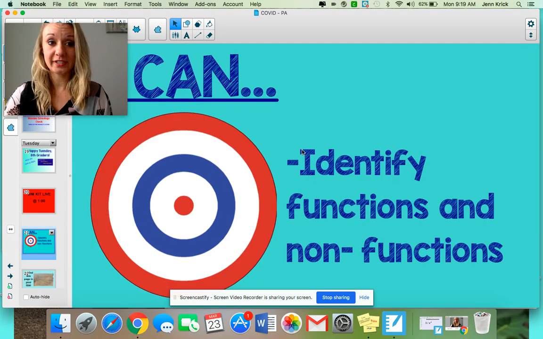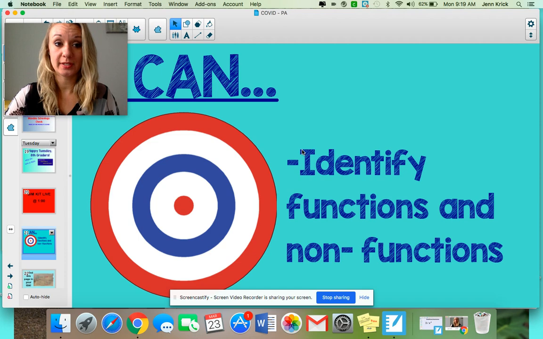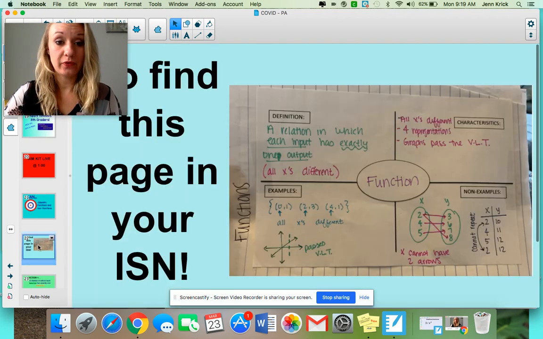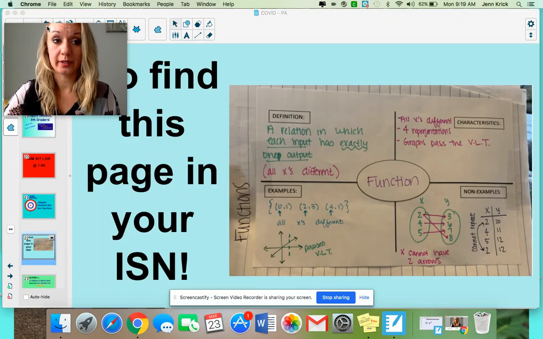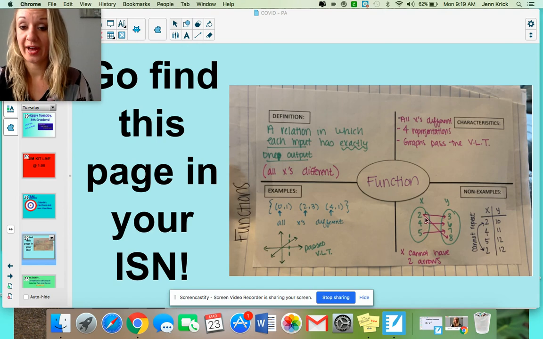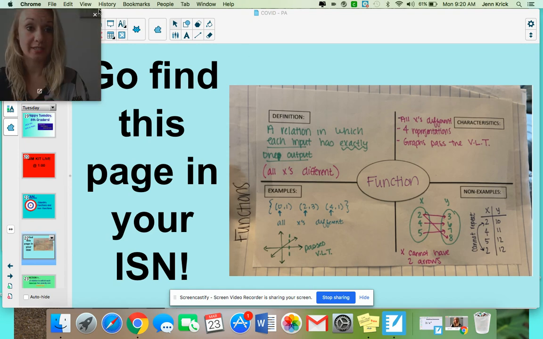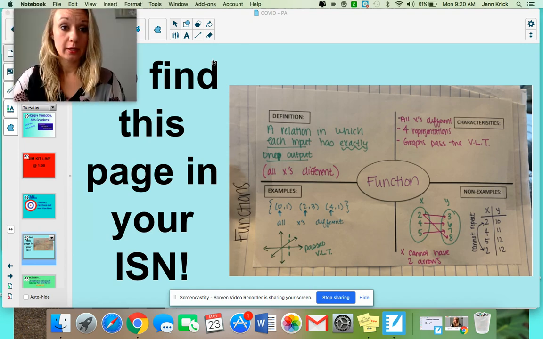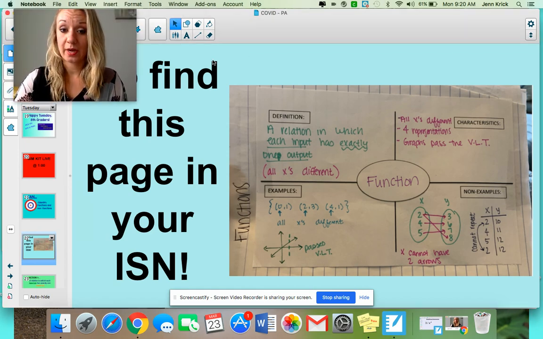All right, your goal for today is that you can identify functions and non-functions. If you have your spiral notebook, this would be a good page to go find and to go turn to. So this is like when we talk about the definition of a function, characteristics, and examples and non-examples. These are going to be the most helpful for you, especially when thinking about your assignment for Tuesday. All right, so if you take a second, go find this in your spiral. Otherwise, maybe you take a quick picture of it with your phone. That might be a good idea.